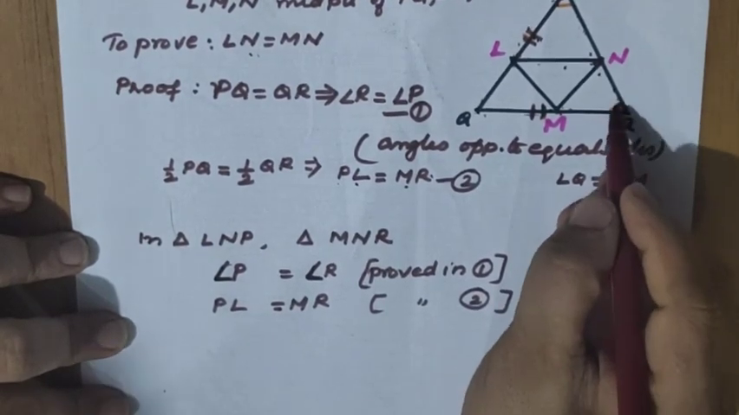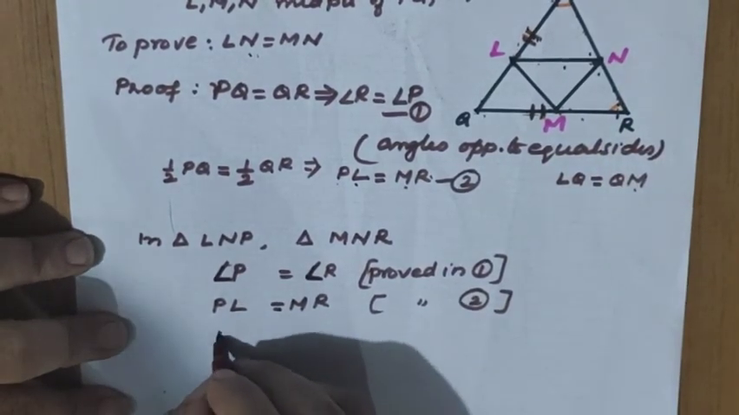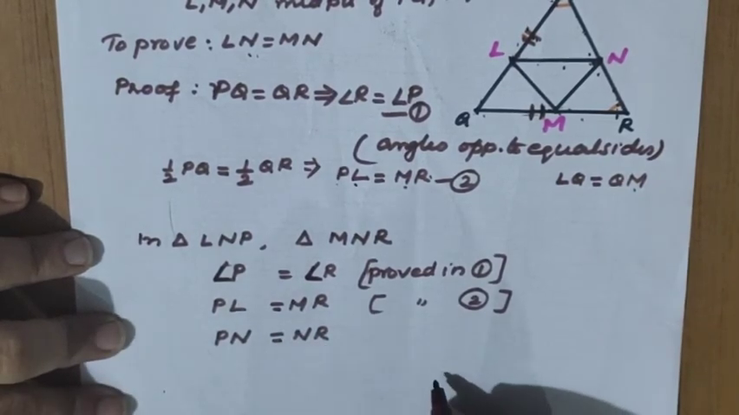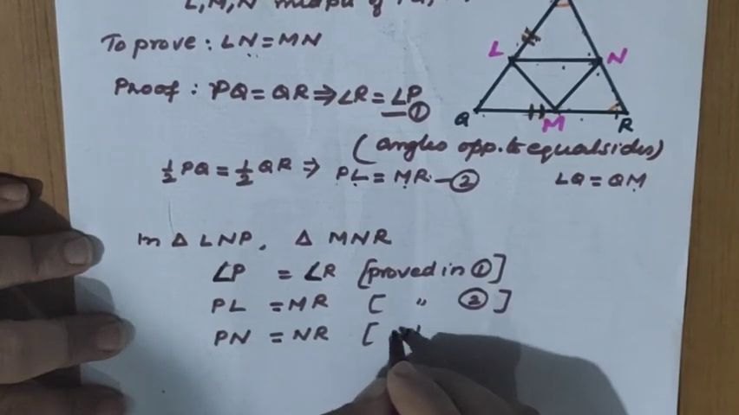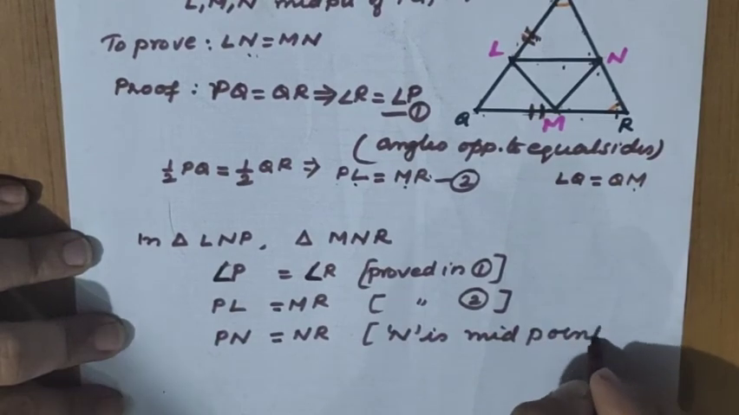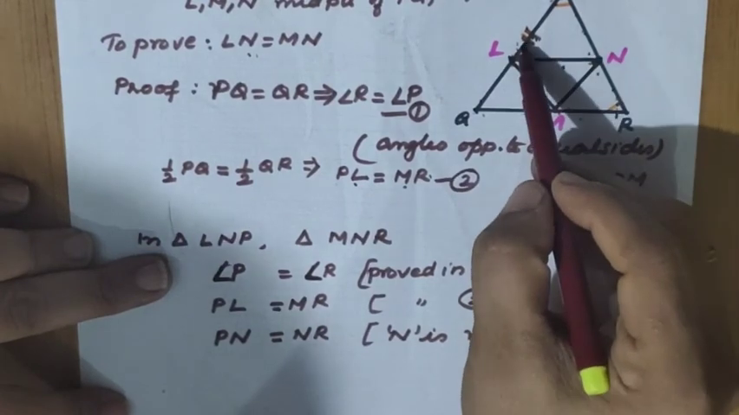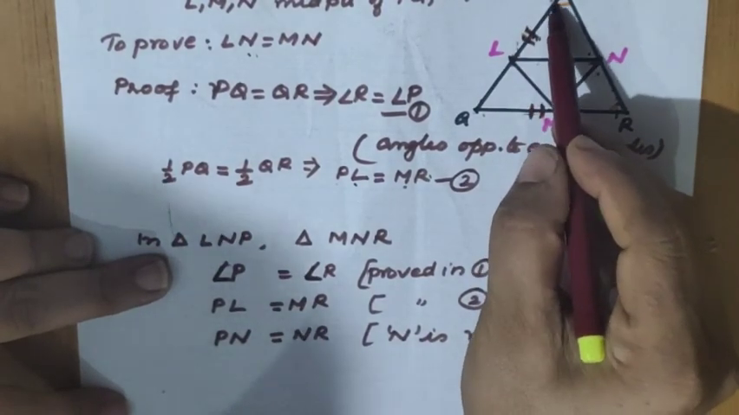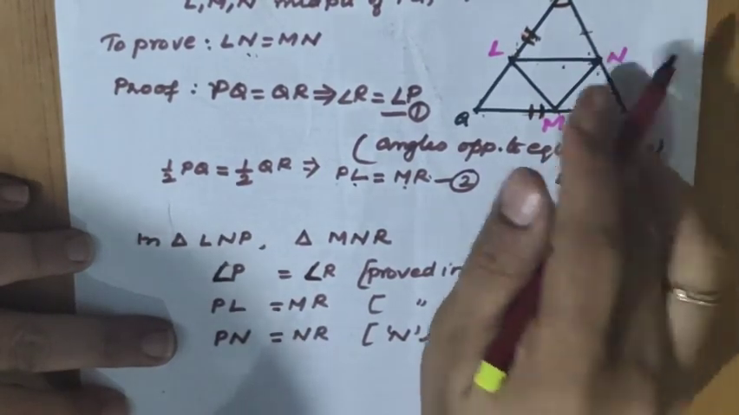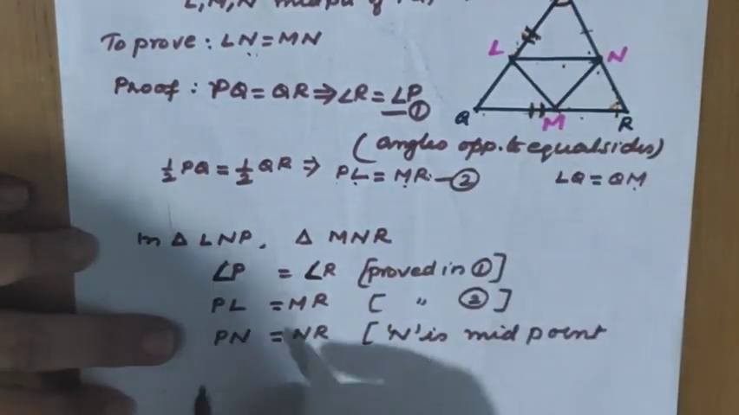Now we got an angle and a side. So one more side we require, that is PN. We have to take PN equal to NR. What is the reason for PN equal to NR? N is the midpoint. Now take one triangle only, which is the first triangle, LNP. In LNP, we mark the equal side is this and the included angle is this, and now we have written PN. So this side also we have taken. So first side, second side and the included angle.